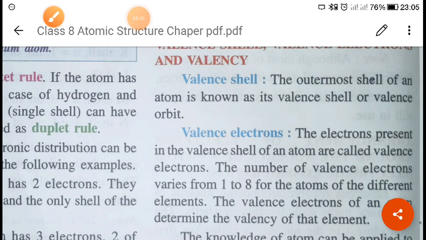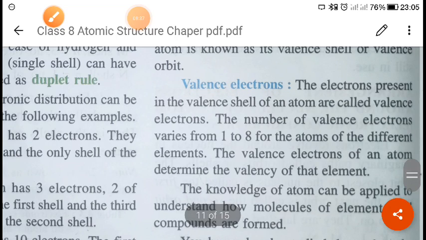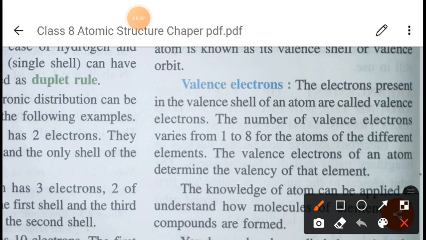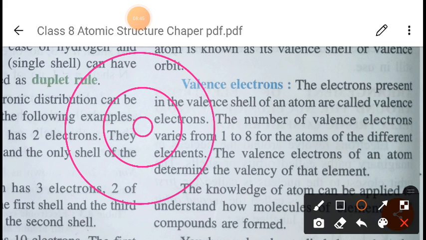Okay, now when we talk about the valence electron, it is a very easy concept. Just try to understand this. Suppose we have this nucleus, this is the first orbit, this is the second orbit. In the first orbit, as we know, there are 2 electrons. In the second orbit, suppose there are 4 electrons, right? So when we talk about the valence electron, the valence electrons will be 1, 2, 3 and 4.